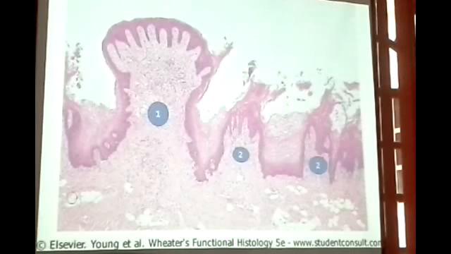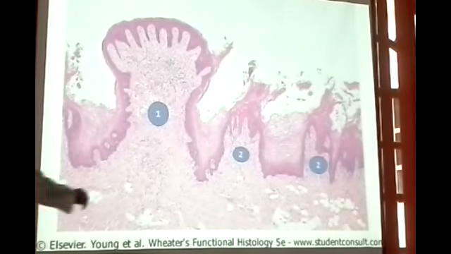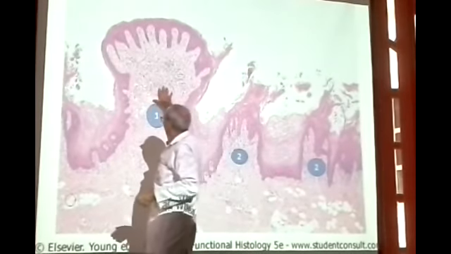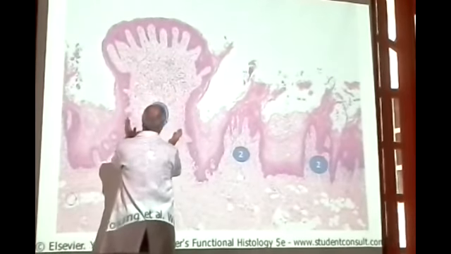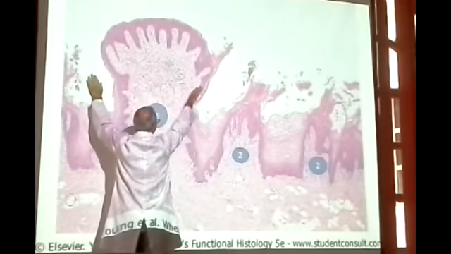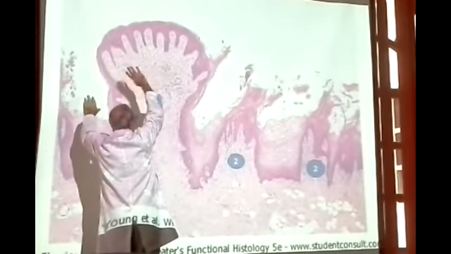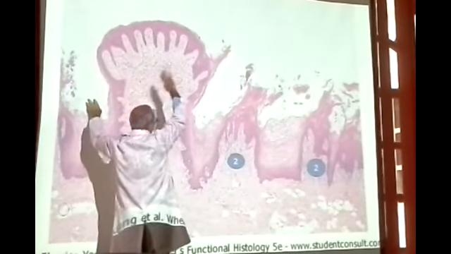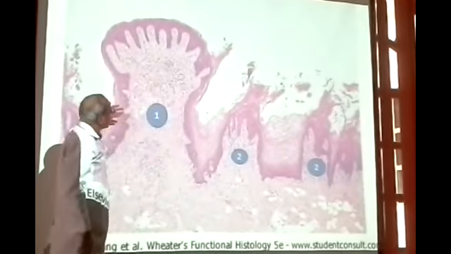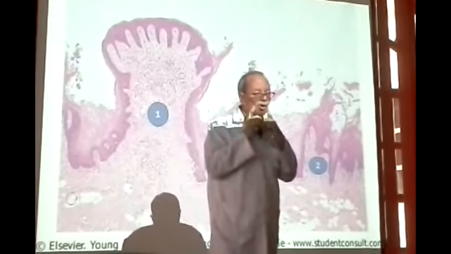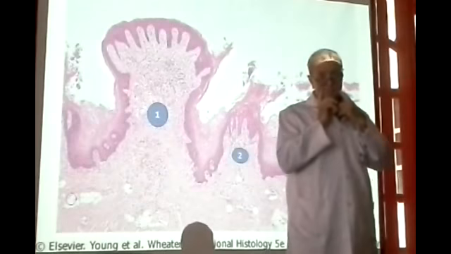Okay. And this is filiform papillae. These are filiform papillae. And this papilla is the fungiform. It is narrow at the base and distended at the apex, and its taste buds are present on the apical surface. They are present at the anterior part, the tip of the tongue, and the side of the tongue.